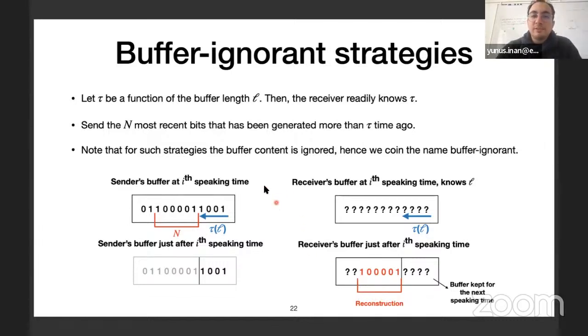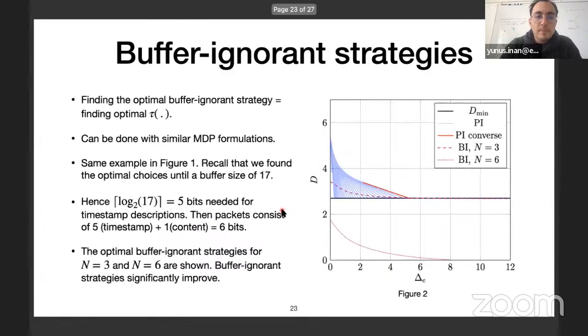And then, after the reception of the segment, it will be able to place the segment in its corresponding place. You may have noticed that the title is buffer ignorant strategies for this type of strategy. Why? As you may have noticed, the sender doesn't look at the content of the buffer, right? It just adjusts a shift tau depending on its length, and then sends the remaining n bits. So that's why we coined the term buffer ignorant for such strategies. Okay, now we have described what a buffer ignorant strategy is. It's basically finding the optimal function of tau, depending on the length of the buffer.